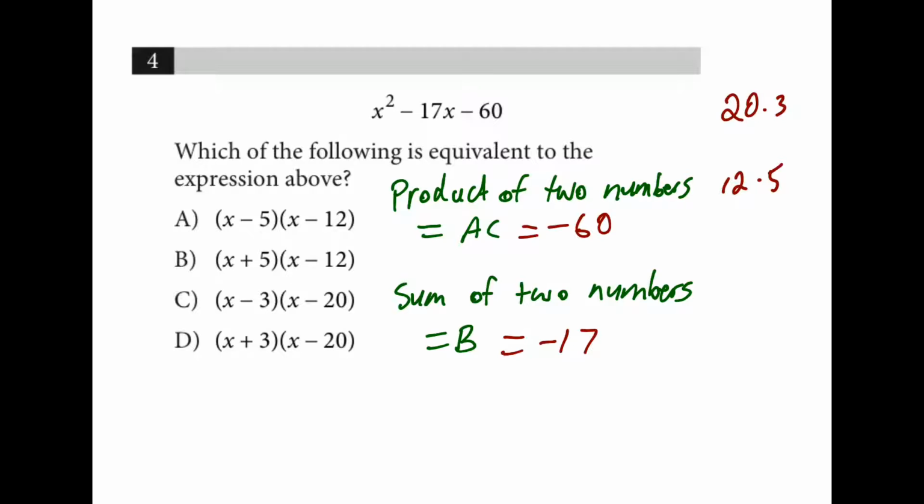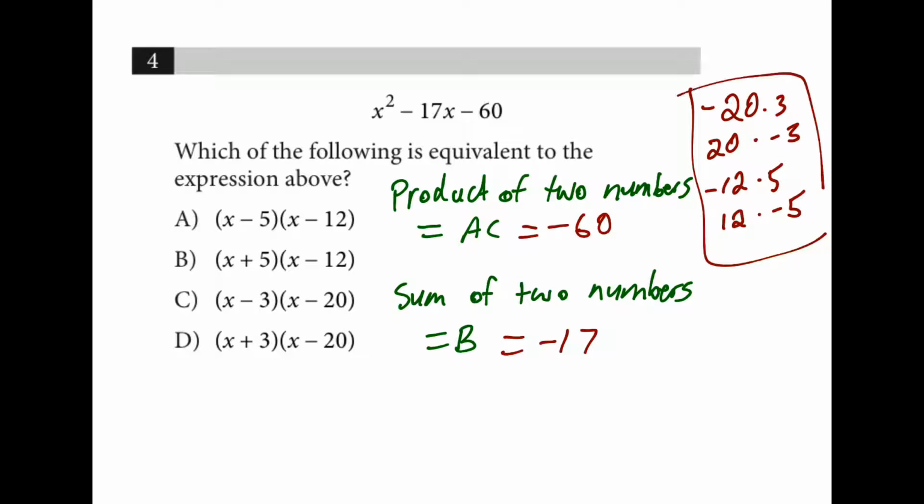I know that my product has to be a negative number, so I could use negative 20 and a positive 3, or I could use a positive 20 and a negative 3. Same thing with 12 and 5. One of them has to be negative. So those are my 4 different options, according to my choices over here.